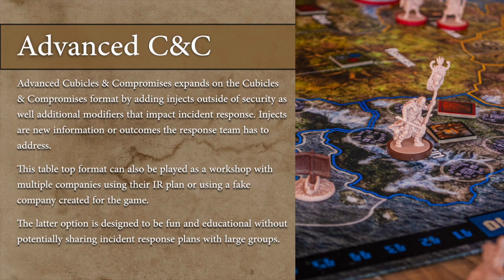So what is Advanced Cubicles and Compromises? Well, a few years ago, John Strand and the Black Hills team put together Cubicles and Compromises, which was a dice-based game that introduced some randomness to your response. You think you have a control, you believe it works, but what happens when it doesn't? Advanced Cubicles and Compromises takes that a bit further and expands the format by adding injects outside of security, as well as additional modifiers that impact incident response.